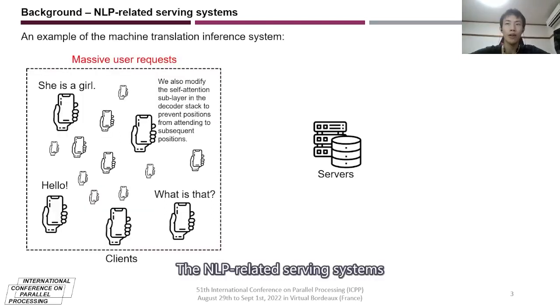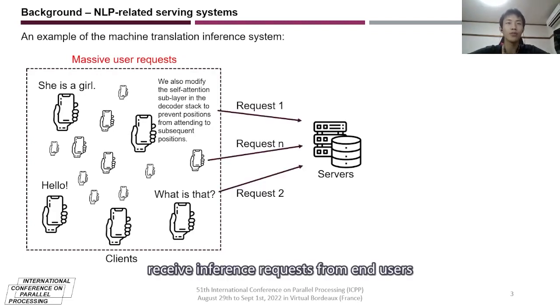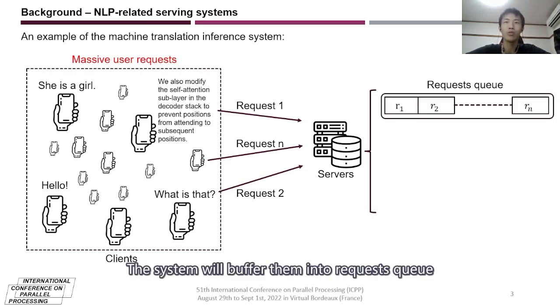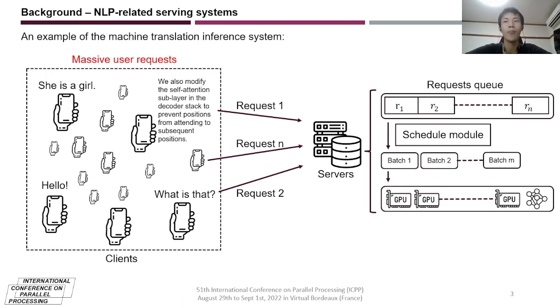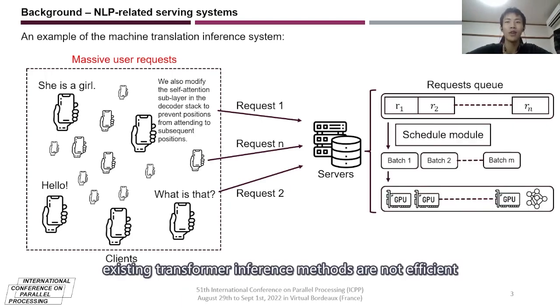The NLP-related serving system, which usually resides in the cloud, receives inference requests from end users and should respond with low latency. In the example, the requests are sentences from users. The system will buffer them into the request queue, and then they will be batched together by the schedule module to feed into the GPU. However, existing transformer inference methods are not efficient.